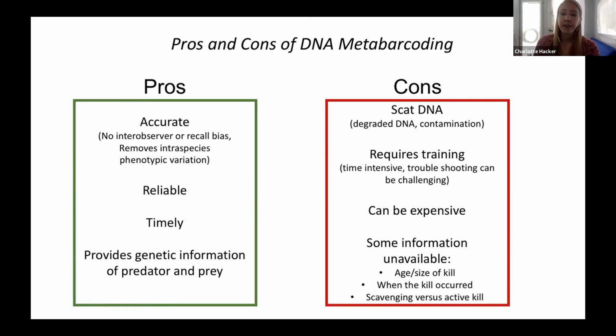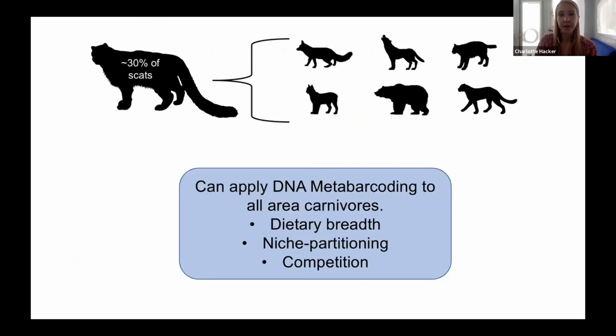You also don't know when the kill occurred or whether it was scavenging versus an active kill. So you may have a scenario where a snow leopard scavenged on something and didn't kill it itself. And so is that actually accurate dietary information? It is, but it's not really telling us necessarily predator-prey dynamics in terms of active kills.